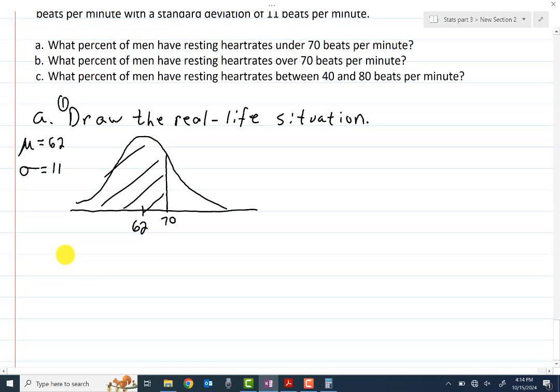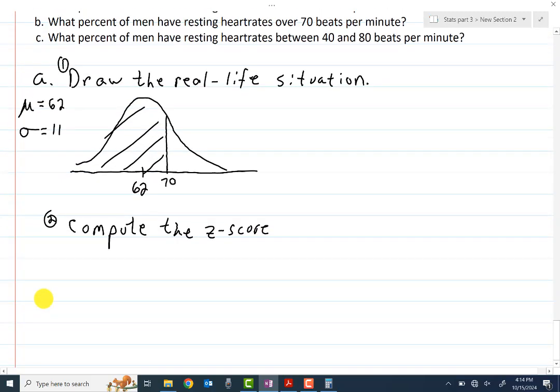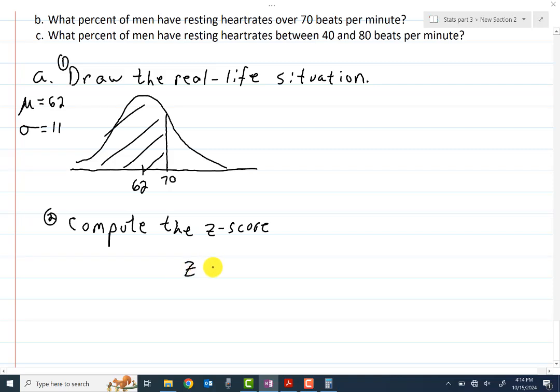I could probably have called this step 1, and then step 2, compute the z-score. I'll try to remind you of it. The z-score looks like this. Z equals x minus mu divided by sigma. The x we're talking about here is 70. You want the edge of the region. So 70, the mu was 62, and the sigma was 11. So this is 8 over 11.